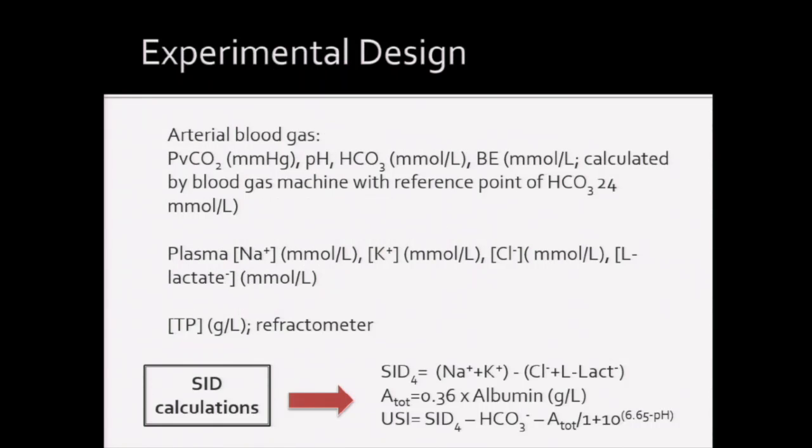For blood gas, they looked at the partial venous carbon dioxide levels, the pH, bicarbonate, and also base excess, which was calculated by the blood gas machine. They also looked at plasma sodium, potassium, chloride, and L-lactate, and measured total protein. Through all the strong ion differences, which I'll show in a second, this is how they calculated it, using the formulas at the bottom of the screen.